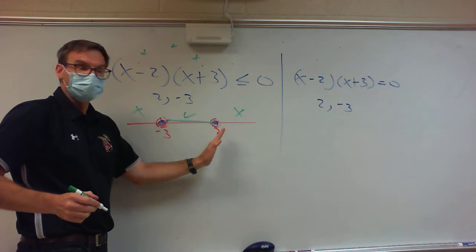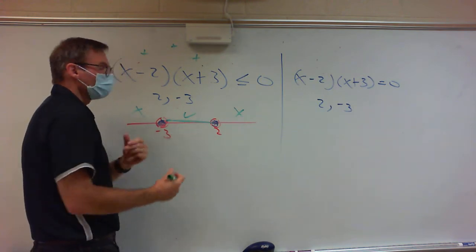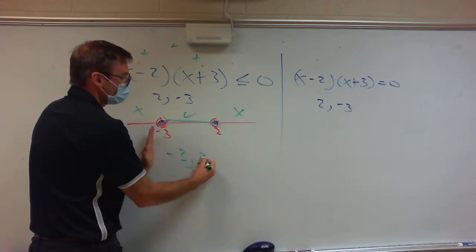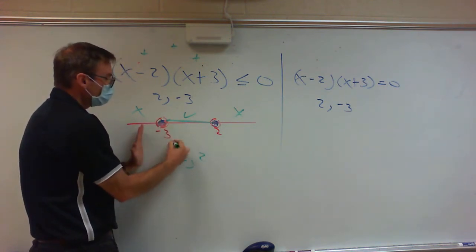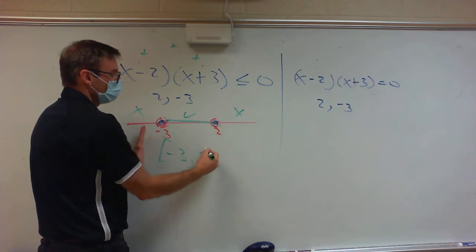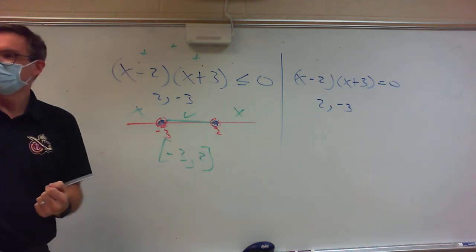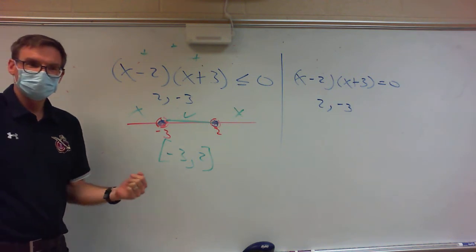Since from here to here works, to write this in interval notation, I'm going to start at -3 and stop at 2. I include the -3, so I have this, I include the 2, so I have this, and that's my answer. You see how that worked?